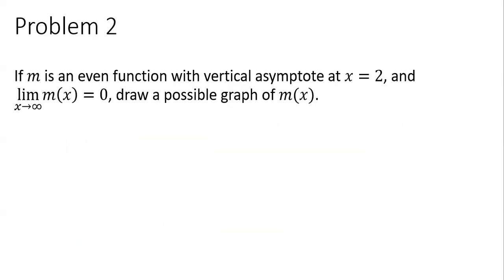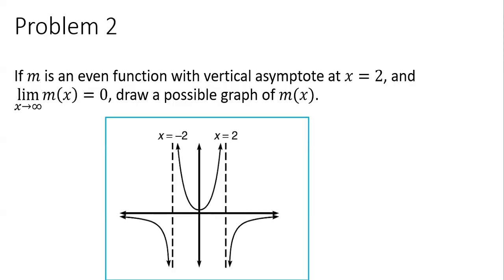Number two: if m is an even function with vertical asymptote at x equals 2, and limit as x approaches infinity of m of x is equal to 0, draw a possible graph of m of x. Here's one possibility. Basically, for the vertical asymptote at x equals 2, I would draw the dashed vertical line right there.